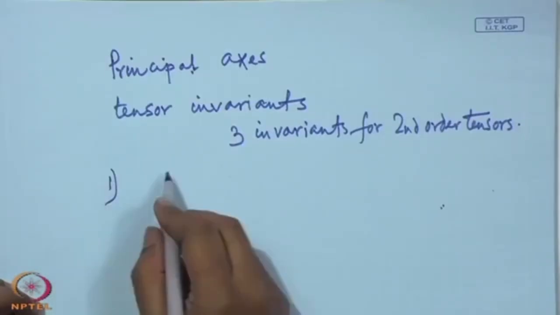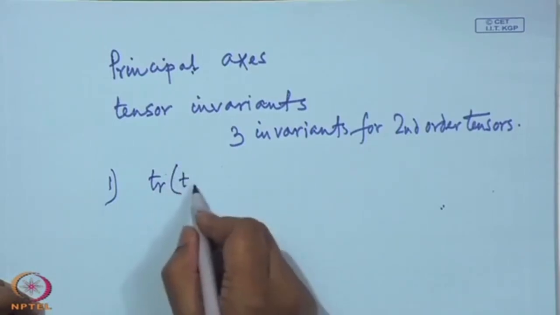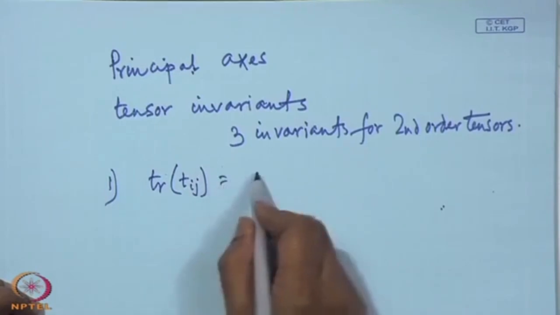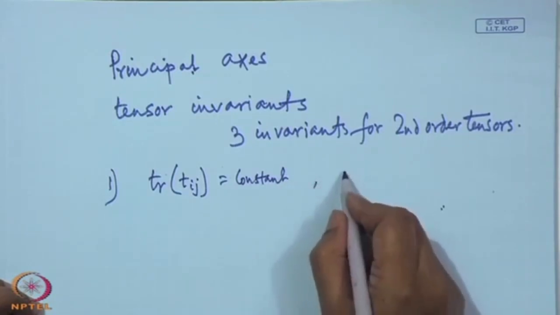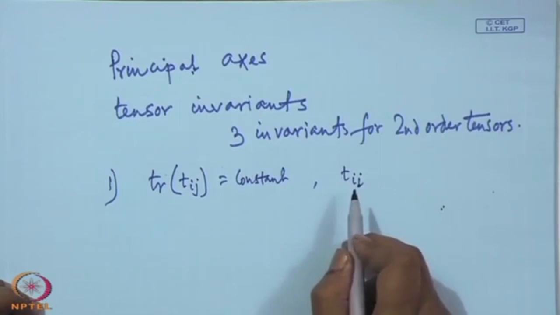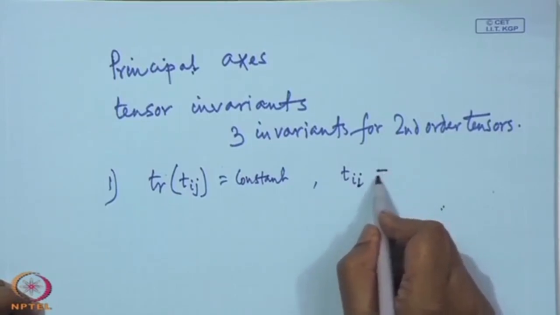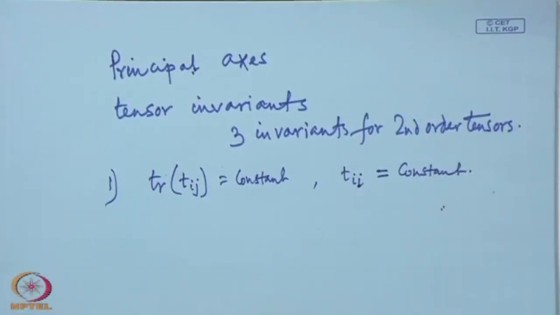That is, first is the trace, usually denoted by Tr, trace of T i j is constant. That is, the trace of T i j is what? T i i. When I write T i i, this index i is repeating. So, it means T 11 plus T 22 plus T 33. This is constant. T 11, T 22, T 33, all three of them can change, but will change in such a way that the sum will remain constant.